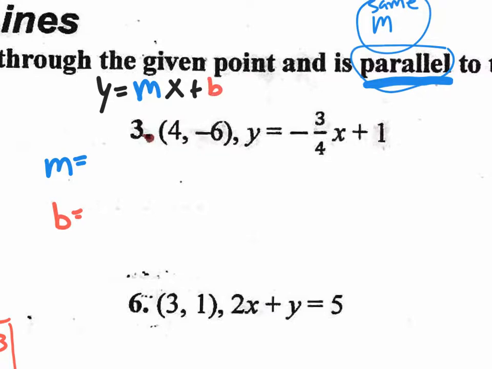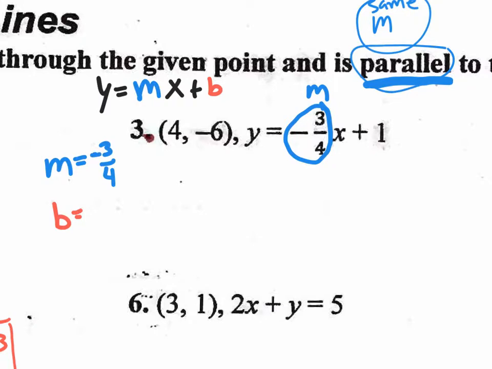So do they give you the m? Yes or no? Yes. Indirectly, they do. Why do I say that? Because they don't say your slope is this, but they tell you your line is going to be parallel to this line. Now, parallel means it has the same slope. So just by knowing the definition of parallel, you could look at this line and say my m value is going to be exactly the same as that m value. So my m value is going to be negative 3/4. Are you with me? Yes.